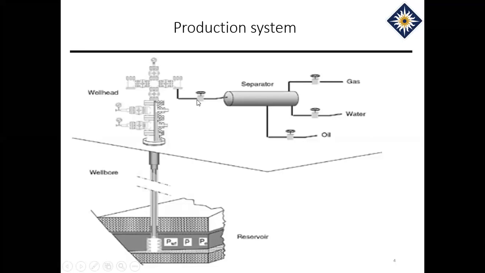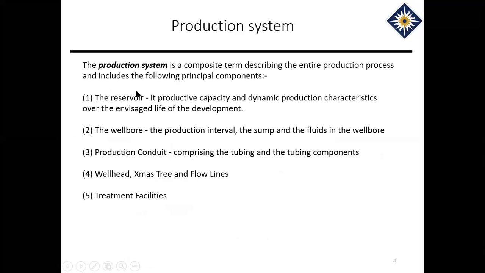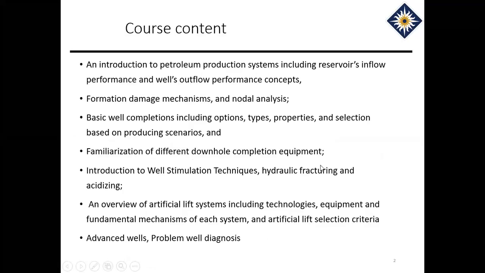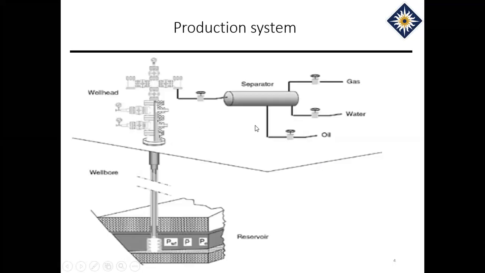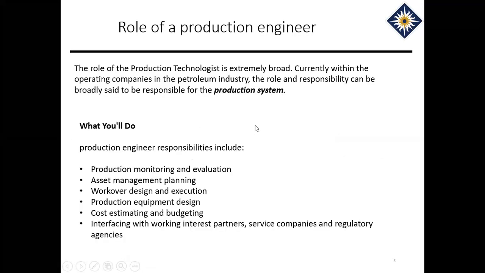If we do the midterm or final test, you will see this diagram somewhere, somehow, in an exam. I may ask you to draw the production system diagram and describe it. The production system contains reservoir, wellbore, tubings, Christmas tree, flow line, and treatment facilities, and so on. Now, what is the job of a production engineer? This is most important. Production engineering has many jobs you can find. If you go to oilcareers.com or other oil and gas engineering job sites, you can find many things. But let's talk about them one by one.